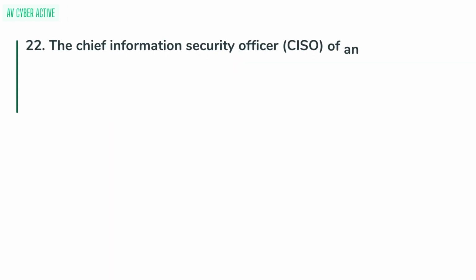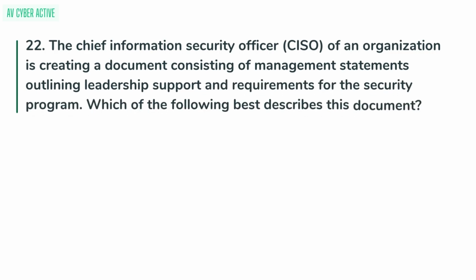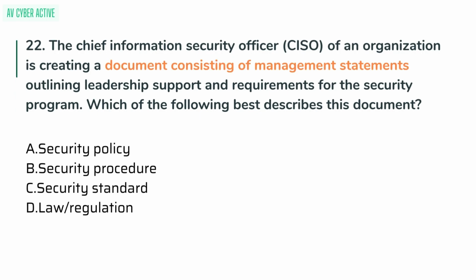22. The Chief Information Security Officer, CISO, of an organization is creating a document consisting of management statements outlining leadership support and requirements for the security program. Which of the following best describes this document? A. Security policy. B. Security procedure. C. Security standard. D. Law regulation. A is correct.